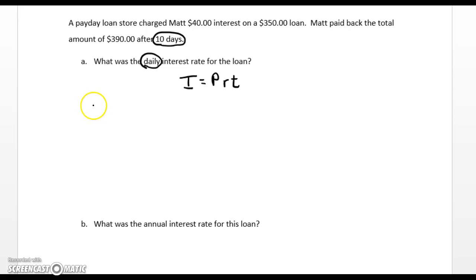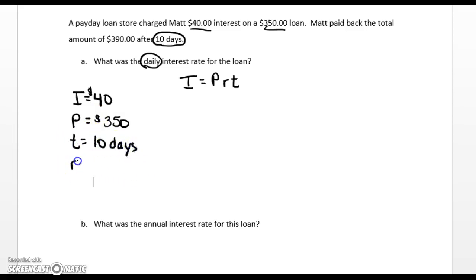So let's first fill in the information that we know. We know here that our total interest was $40, so your I value was 40. Your P, which is your principal, is how much you originally took out that loan for, so $350. And we know that it was paid back after 10 days, so your term here is 10 days. Once again, when we find that R value, this will give us our daily interest rate because our term here is in days.